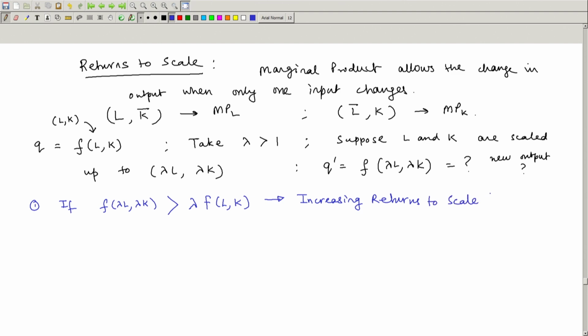And we will denote it by IRTS. So, if you take lambda equal to 2, essentially you are doubling the inputs, scaling up the inputs by a factor of 2, and you find out what the new output is. That output perhaps has increased by a factor, let us say, 3 or 3.5. So, the key aspect is that it has increased by a factor greater than the factor by which you increased the inputs. For example, you double the inputs, the new output more than doubles.